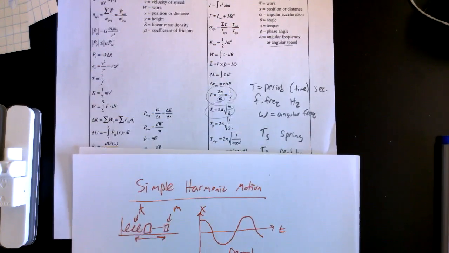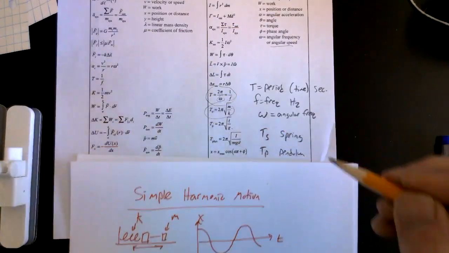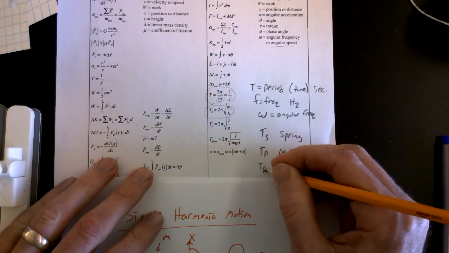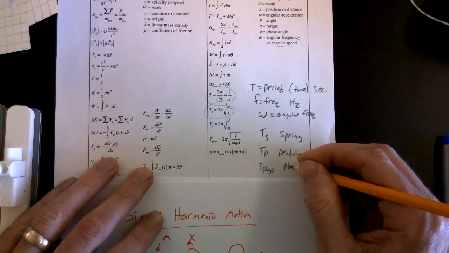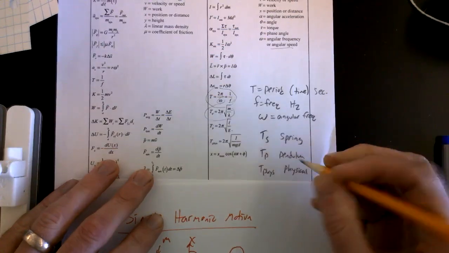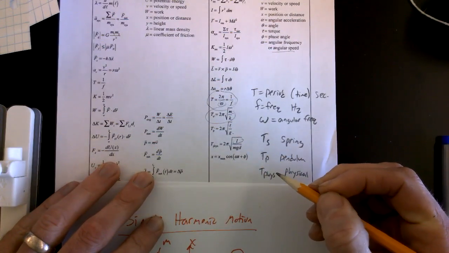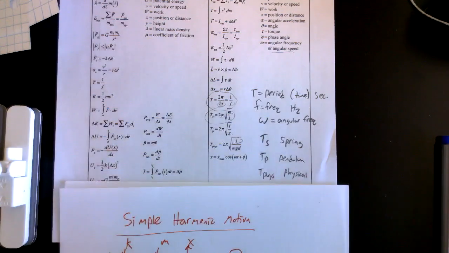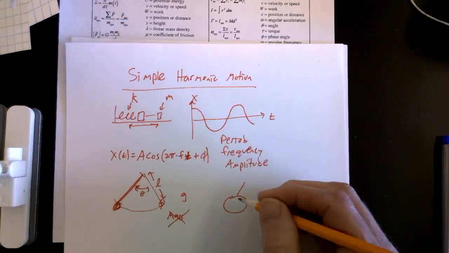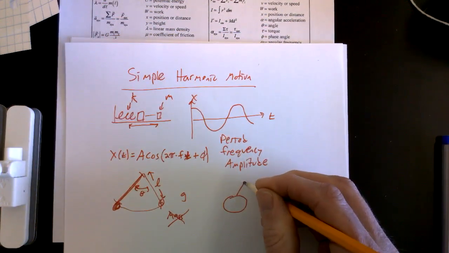And that is this down here, which says T_PHYS. And that stands for physical pendulum. Notice how it has an I in there. And the I is the moment of inertia of this mass right here, about this pivot point right here.